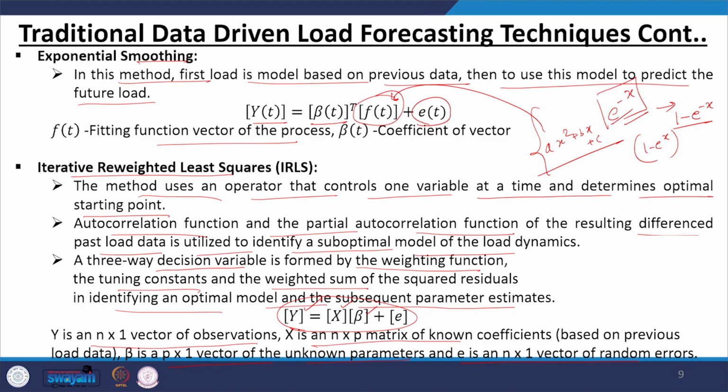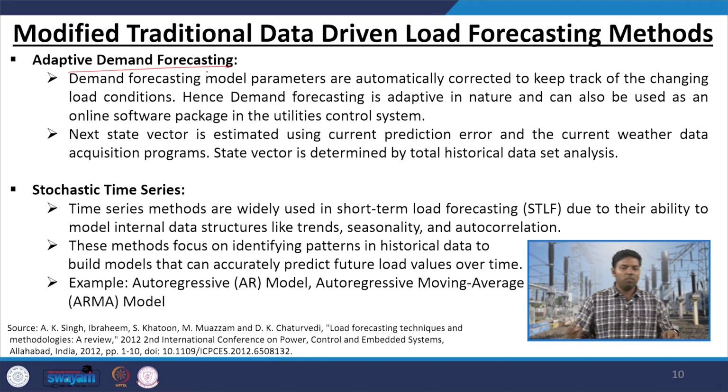Now, these are all traditional methods we have seen. Now, what are the modified methods followed for load forecasting? The first is adaptive demand forecasting. What does it say? Demand forecasting model parameters are automatically corrected to keep track of the changing load condition. That means your model is always learning and keeping track of how your load pattern is changing over time, with the rolling horizon that you are storing. Hence, demand forecasting is adaptive in nature.